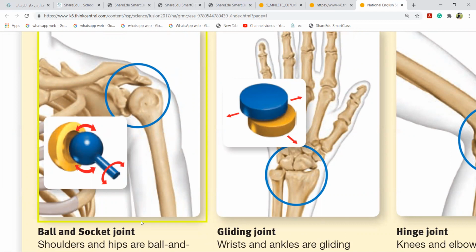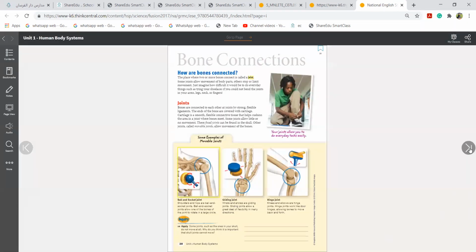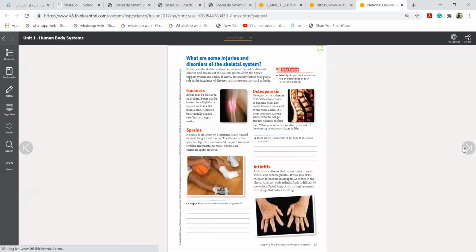Girls, you need to remember the names. One is the gliding joint and the last one is the hinge joint. So what is a joint? It makes two bones connect with the help of ligament.